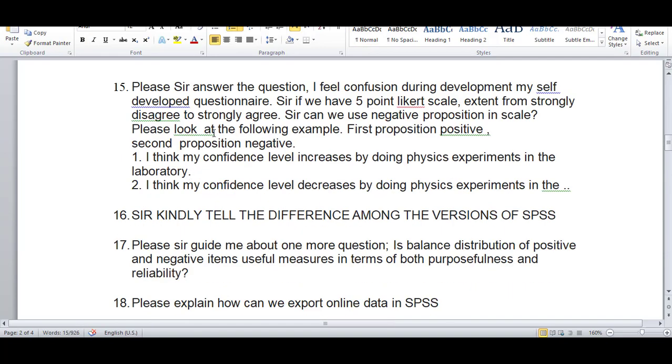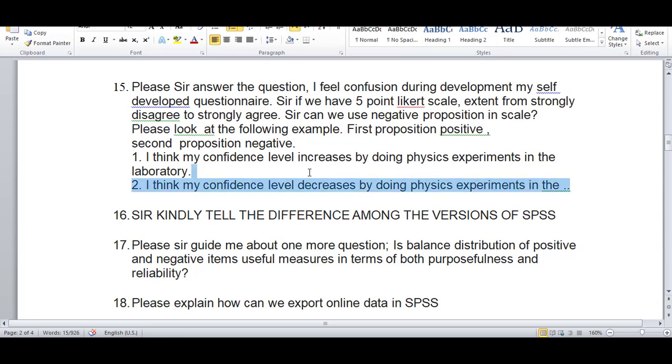Number 13, dear sir, answer the question. I feel confusion dealing with my self-developed questionnaire. Sir, if you have a 5-point Likert scale, extending from strongly agree, agree, disagree to strongly disagree, can we use negative proportion scale? Please look at the following proportion. I think my confidence level increased by doing physical examination laboratory. I think my confidence level decreased by doing it. Yes, you can use it.